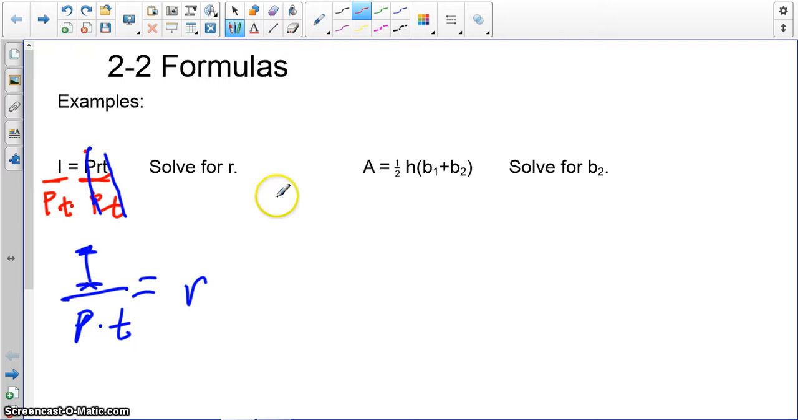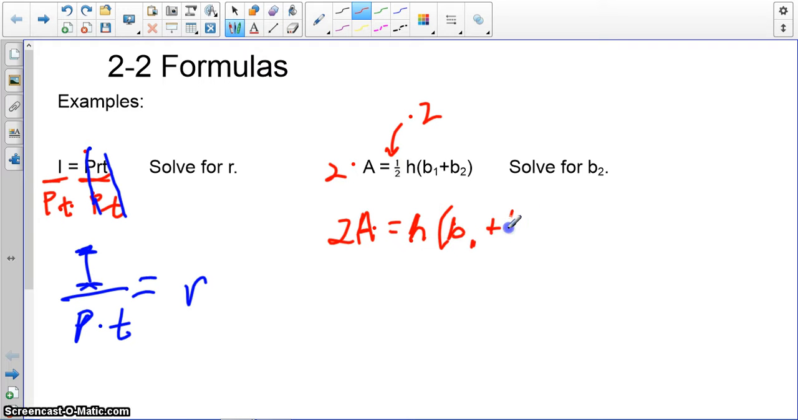Okay, and for this one, you have some strategy. You have a couple different things you can do, but what I think would be easiest would be to multiply both sides by 2 first. So times 2, and then right here, we're multiplying by 2 as well. So we get 2a equals, well, 2 times a half is 1, so they really just cancel out. And so you're left with h times b1 plus b2.